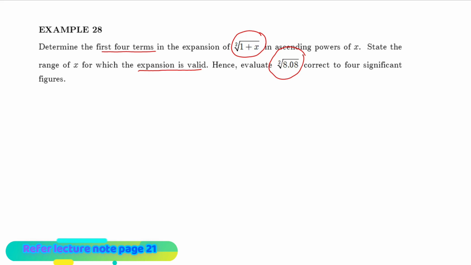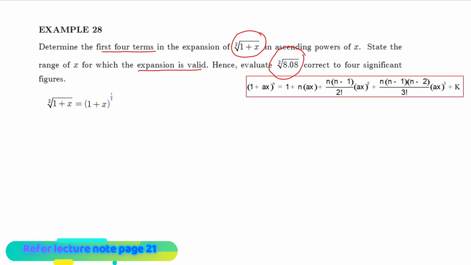First, we have to expand the cube root of 1 plus x, which can be written in the form of 1 plus x to the power 1 over 3. We can see here that the power is a fraction, so we can use the expansion formula 1 plus ax to the power n as given here. Since we have ax equals x, or a equals 1 with n equals 1 over 3, and we also have 1 in our bracket here, we can simply use our expansion formula given here.